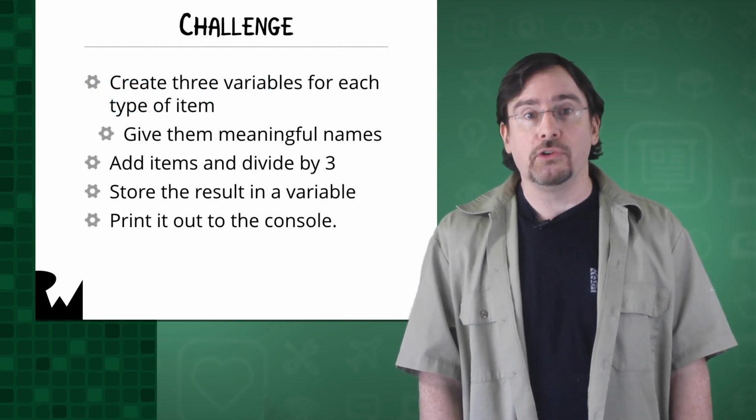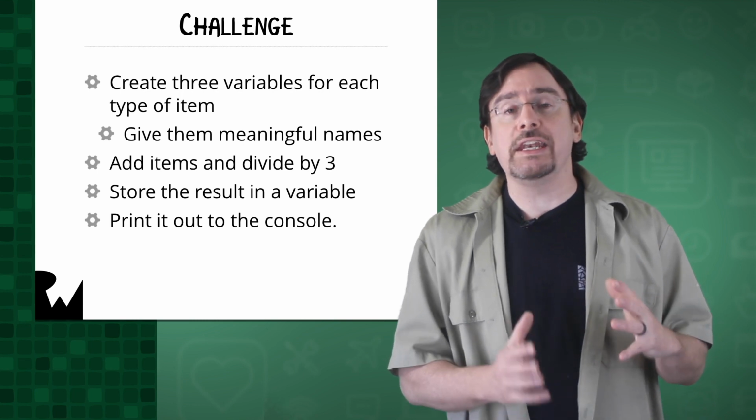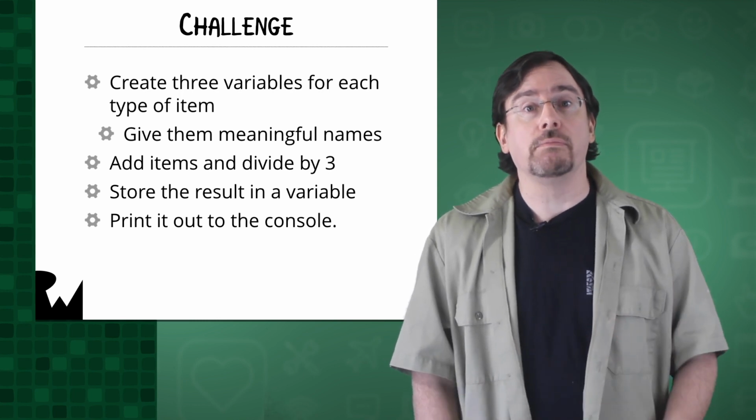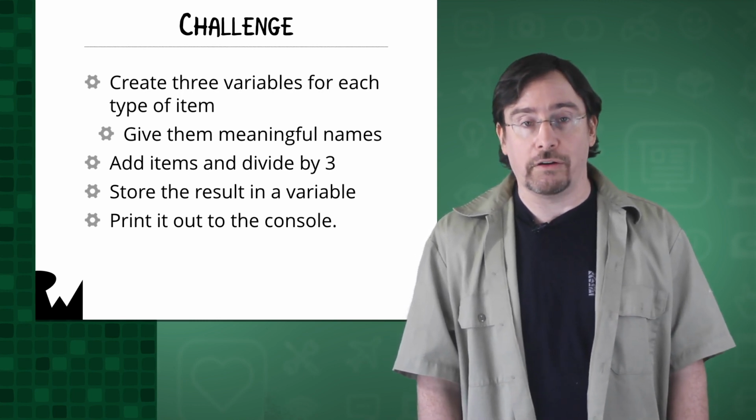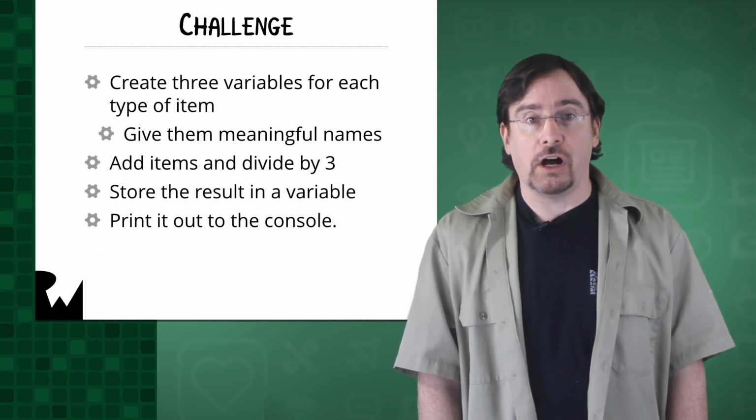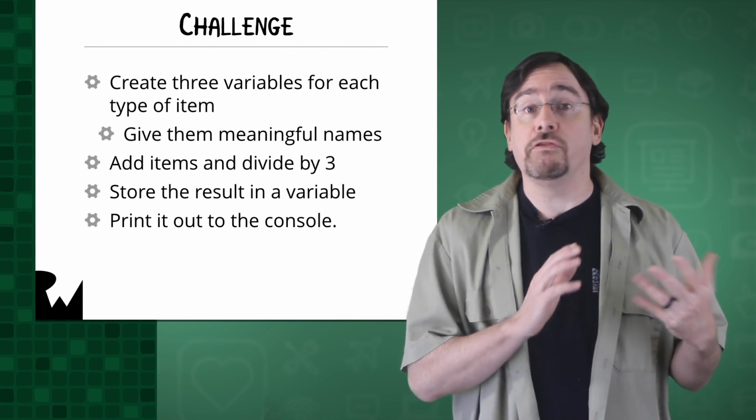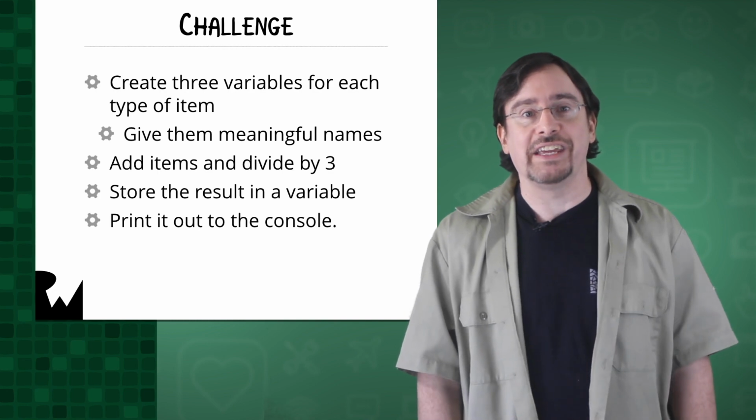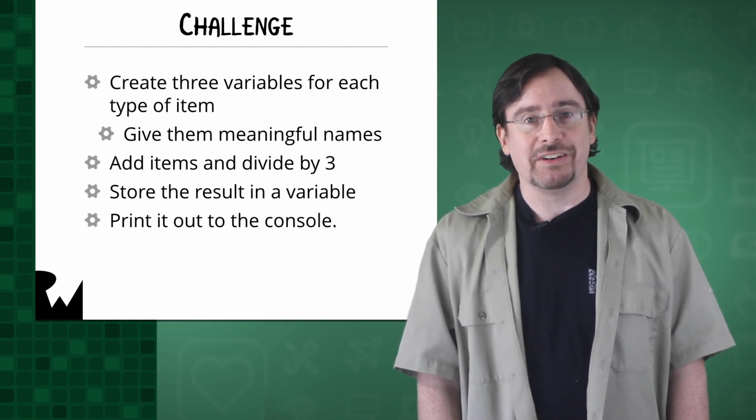Create 3 variables for each of the items, and make sure the names of those variables are meaningful. Then put the average in another variable. Finally, print the result to the console. Try it out, and if you find yourself stuck, feel free to stick around for the answer. Pause the video and give it a shot.